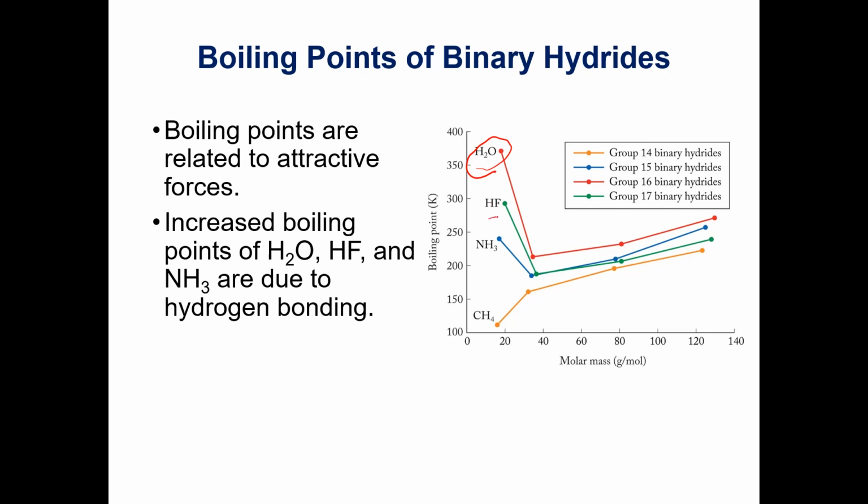The same thing happens with hydrofluoric acid, if we look at hydrogen bound to chlorine, bromine, and iodine, or ammonia compared to hydrogen bound to phosphorus, arsenic, or any of the other elements in that column. Hydrogen bonding is a stronger intermolecular force compared to the dipole-dipole forces that would be in other molecules. So increased or stronger intermolecular forces result in an increased boiling point.